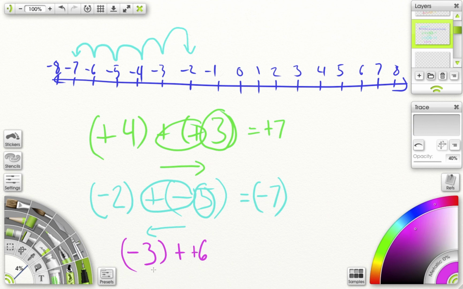So first step, locate -3 on the number line. Here it is. I am adding a positive number. These two symbols match. It means I'm going to the right. And I'm going to the right this many spaces. I'm going to the right 6 spaces because that's my second number. So I go 1, 2, 3, 4, 5, 6. Where do I end up? I end up at +3.